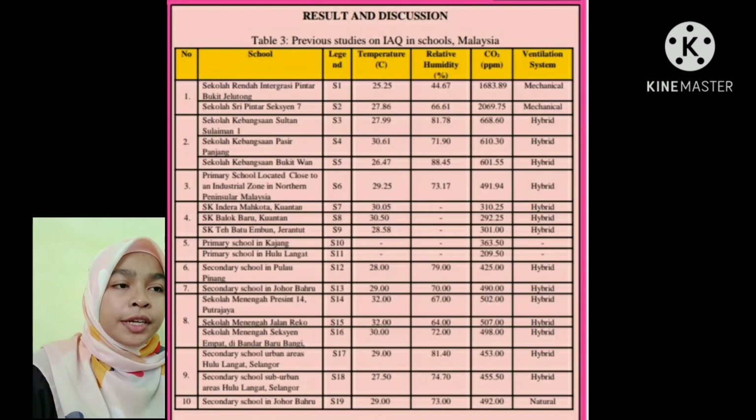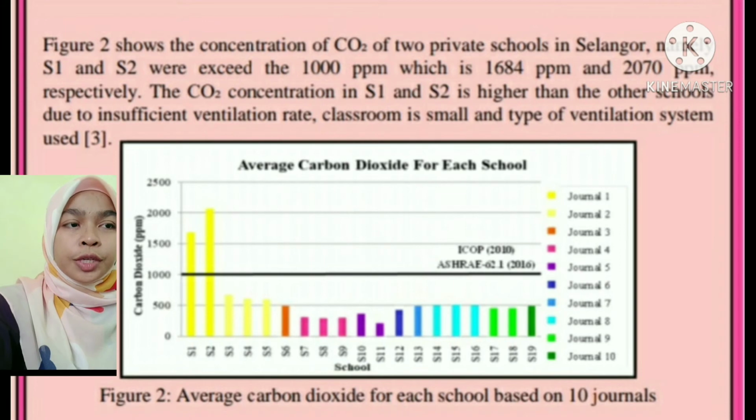For result and discussion, Table 3 shows the previous studies on indoor air quality in schools in Malaysia. There are 10 journals reviewed with 19 schools involved on indoor air quality performance. For the analysis, Figure 2 shows the concentration of carbon dioxide of two private schools in Selangor, namely S1 and S2, which exceed 1,000 ppm, at 1,684 ppm and 2,070 ppm respectively. The concentration of carbon dioxide in S1 and S2 is higher than in the other schools due to insufficient ventilation rate, the small classroom space, and the type of ventilation system used.